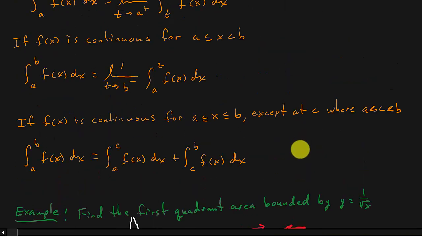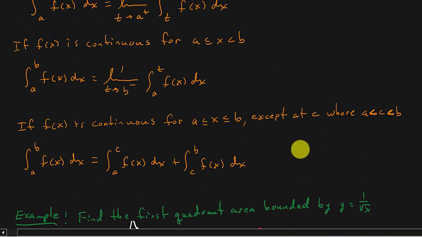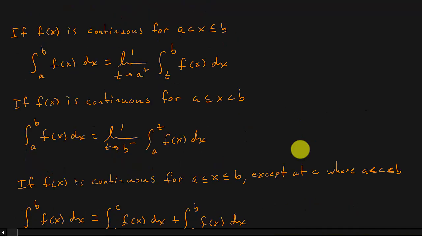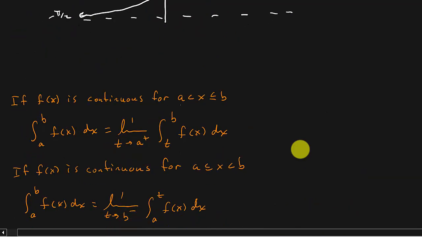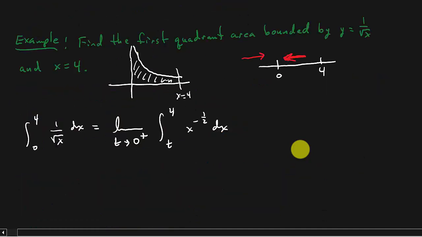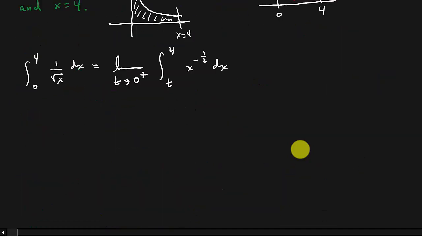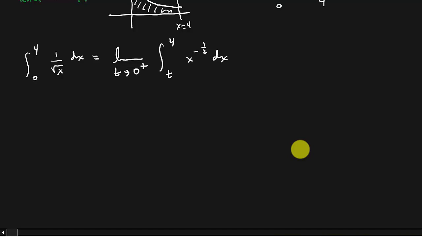You see there? You see how it was the bottom? It was the bottom one. We're coming from the right, okay? All right. So now this is going to be the limit as t goes to 0 from the right.